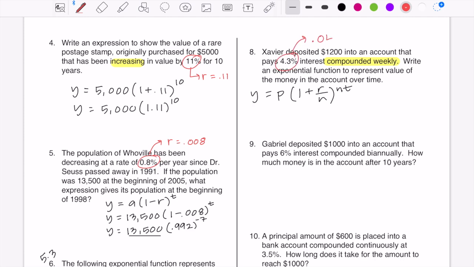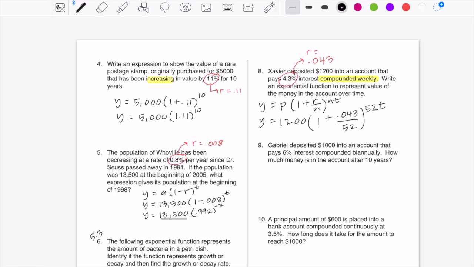4.3% would be 0.043 as R. And we get y equals the initial amount, which is 1,200, times (1 plus 0.043) compounded weekly. N is always the number of times per year, and there's 52 weeks in a year. So we have 52 times t. And this one just says to write the function, so that's good right there. You don't have to plug anything in to the calculator.